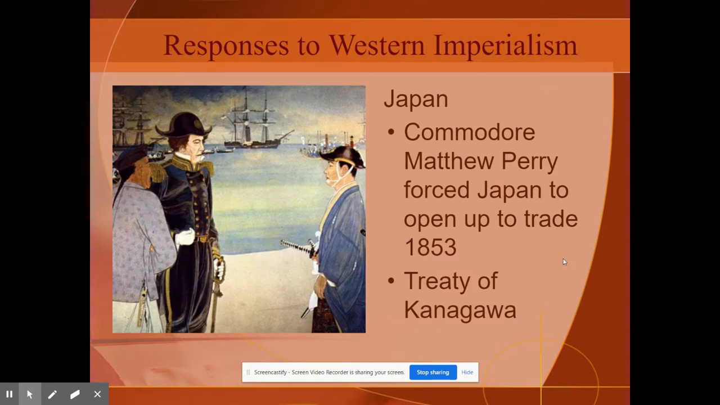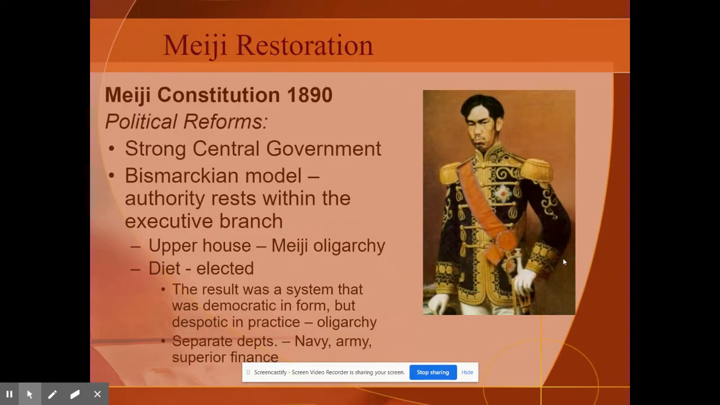That when Matthew Perry comes in and opens up Japan in 1853, it had just become unified because of the implementation of firearms that came under the Dutch in the 1600s. So those warring states, the warlords, the shoguns, had finally been tamped down into one state. And in 1890, you're going to see what they call the Meiji Constitution is formed.